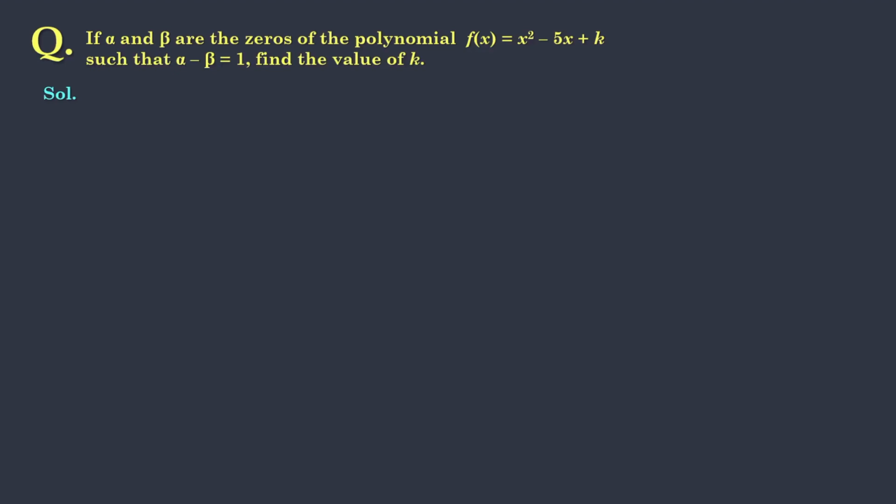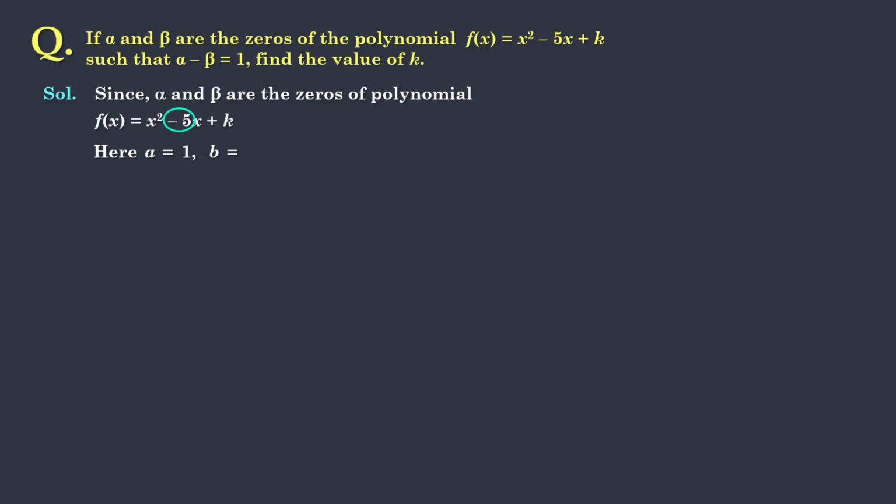Let us solve this problem step by step. We are given that alpha and beta are the zeros of a quadratic polynomial. The polynomial has coefficient 1 for x squared, coefficient minus 5 for x, and constant term k. We are also given that alpha minus beta is equal to 1.